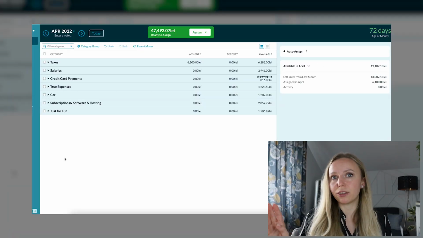Where can I cut back? Where can I make more? And stuff like that. I will share my screen with you and we will make April's budget together. So let's hop over to my computer screen. Here we are in the YNAB platform. This is the desktop version.